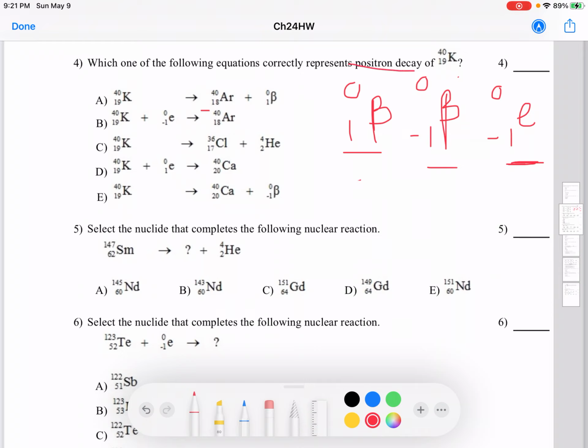Okay, positron decay. So which one do you think is the positron? This one. Since it's a decay, it has to be on the right hand side. Once you figure out, okay, I found the positron on the correct side, now let's see if it balances. So 40 plus 0 is 40 here, and 18 plus 1 equals 19. So it looks like the first one is the correct answer.